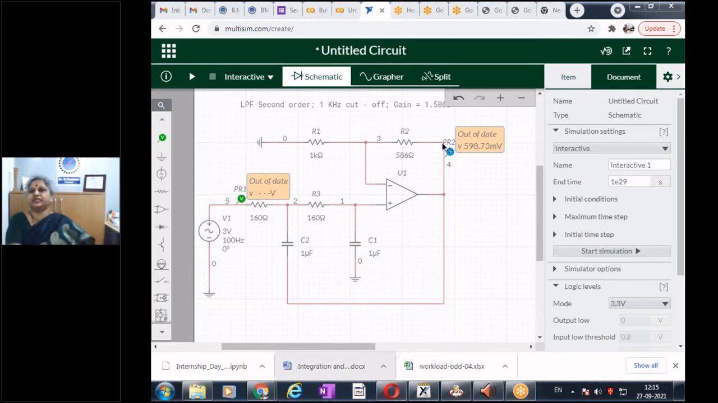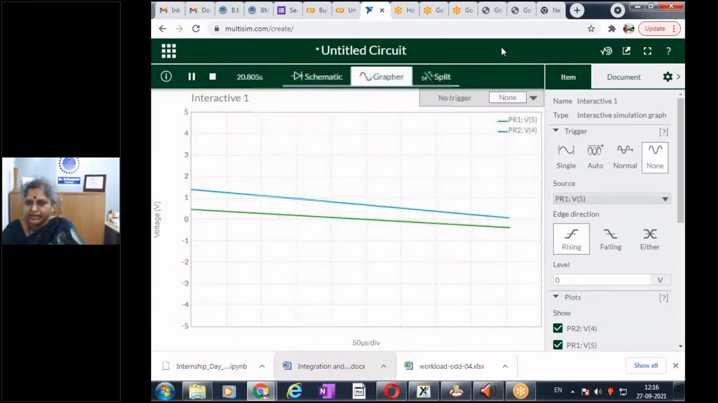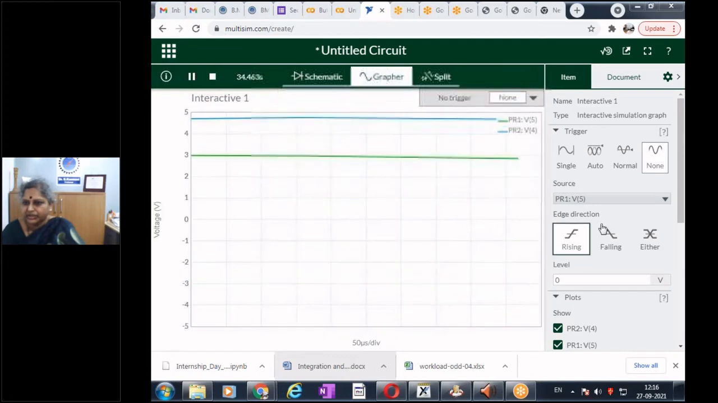How many of you have completed the wiring? Please confirm. Done. Yes, good. So please run and check the output. Let us run. So 100 Hertz, 3 volts is what I am doing. So this is a frequency in the pass band. Let us look at the output.